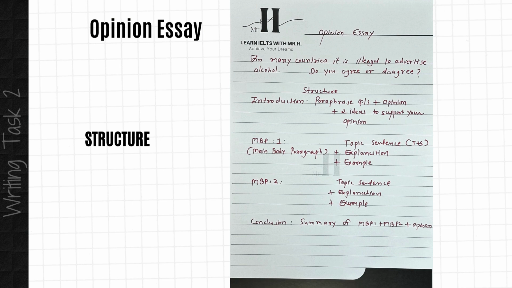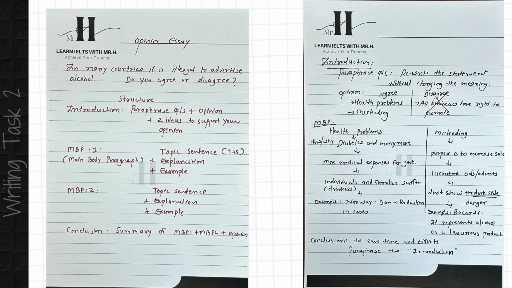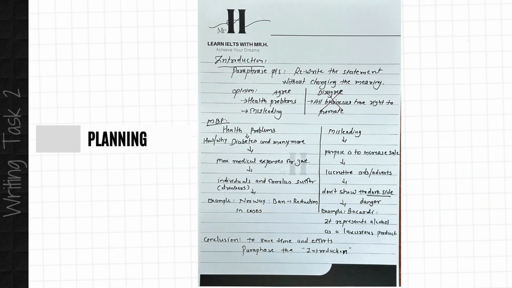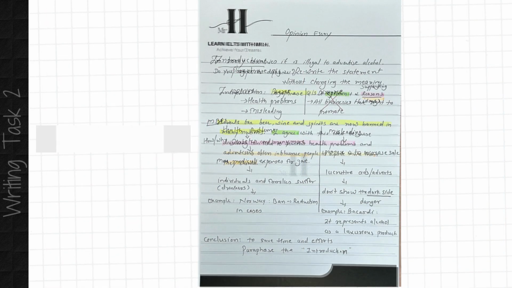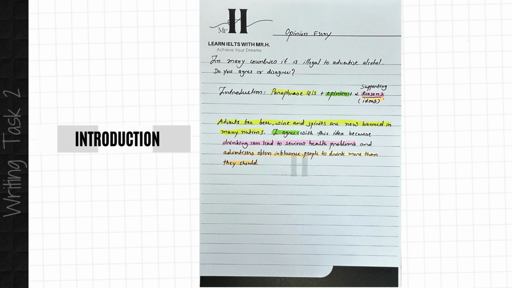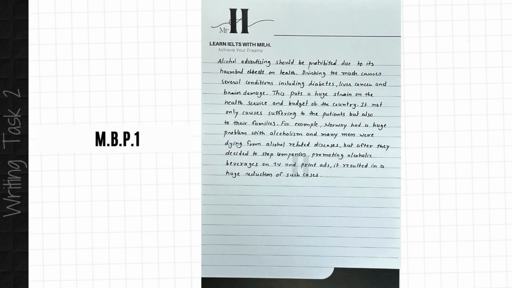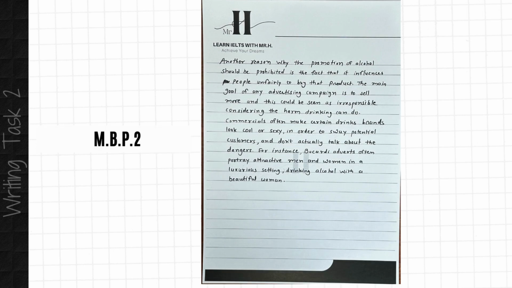Let's have a quick revision. This is structure of this opinion essay. From structure, we planned everything. The next is the introduction. After that, it's going to be main body paragraph 1. Further, we have written main body paragraph 2. And the last is conclusion.